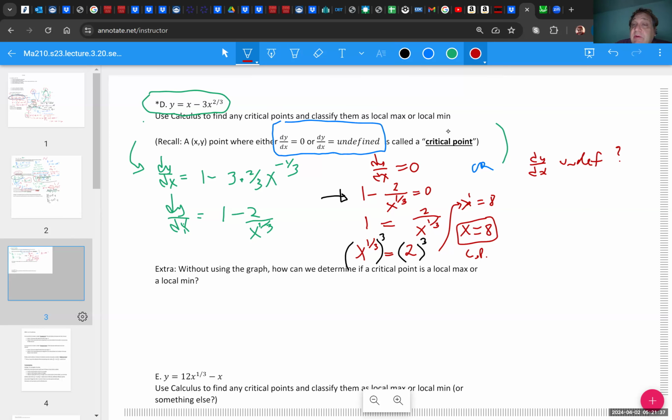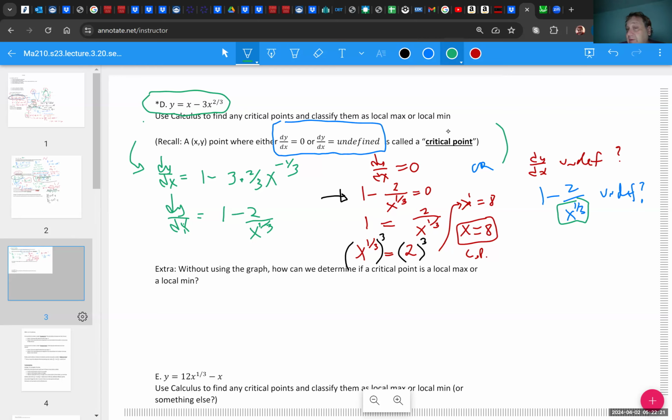So we also have to look to see when the derivative is undefined. Our derivative is 1 minus 2 over x to the 1/3, and we want to see if that's undefined. Undefined means you can't calculate it. Things we can't calculate are division by 0, square roots of negative numbers, logs of negative numbers, or log of 0, tangent of 90 degrees, or pi over 2. There are different things that are undefined. This one here doesn't have logs or trig or square roots, but it does have division.